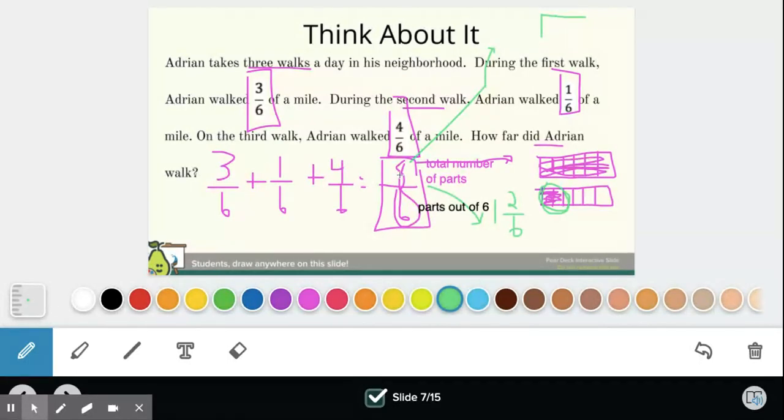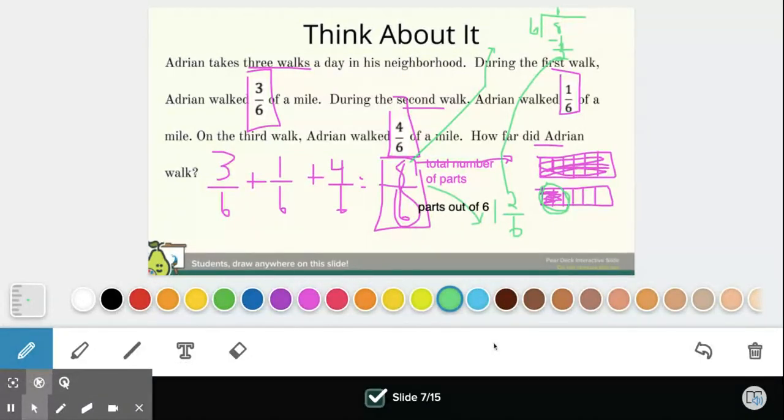So because this not only means that there's 8 total parts and there's parts out of 6, this also means 8 divided by 6. So I could go 8 divided by 6. How many times does 6 multiply into 8? 1 time. So that's where my whole number comes from. Okay, that 1 right up there. And this numerator is going to be from the remainder. So I'm going to subtract 6, and I have a remainder of 2. And that's where the 2 comes from. And then the 6 stays the same because it's still parts out of 6.